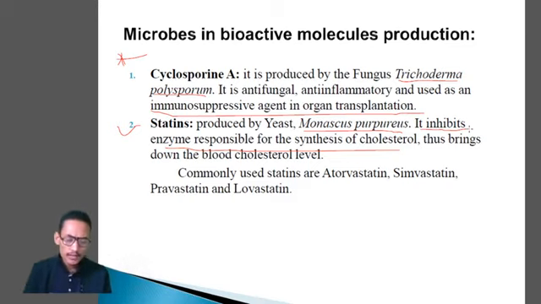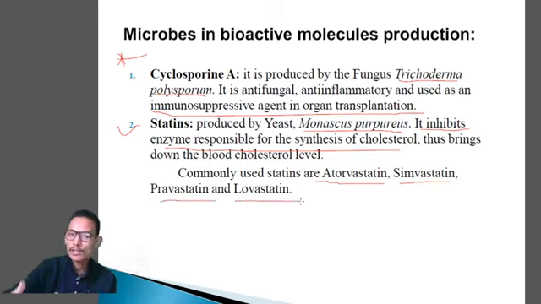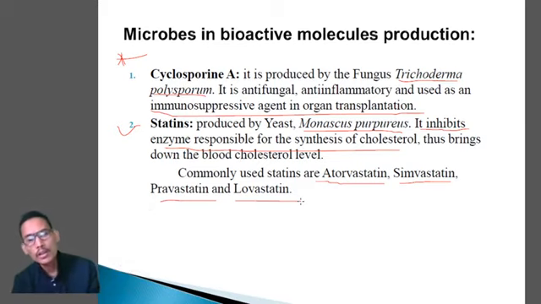So let's remember the names of the commonly used statins: atorvastatin, simvastatin, pravastatin, and lovastatin. These are the names of a few statins which are commercially used to decrease the blood cholesterol level.